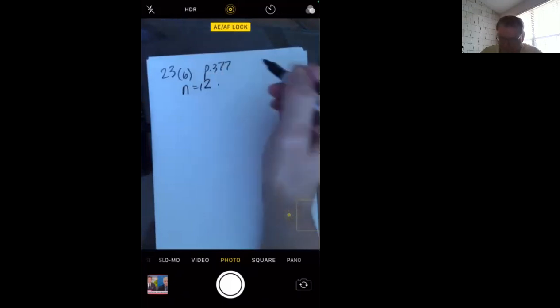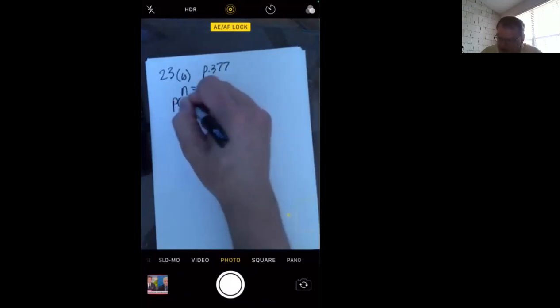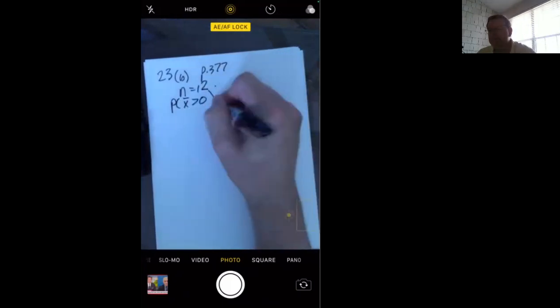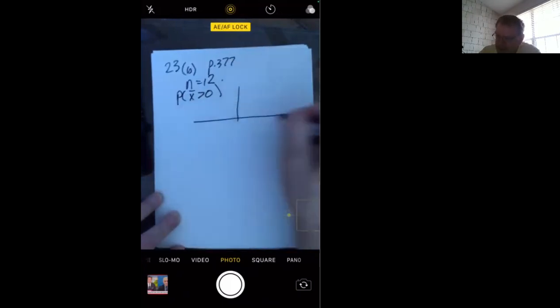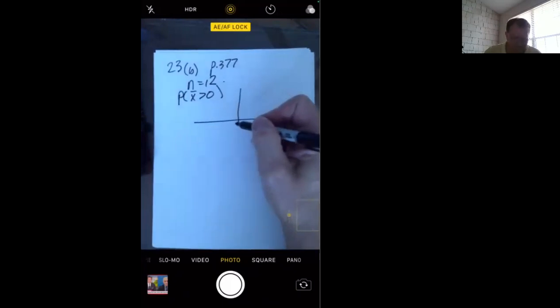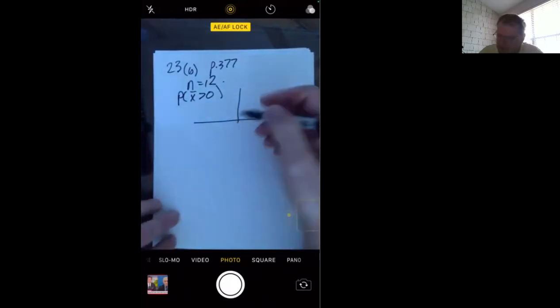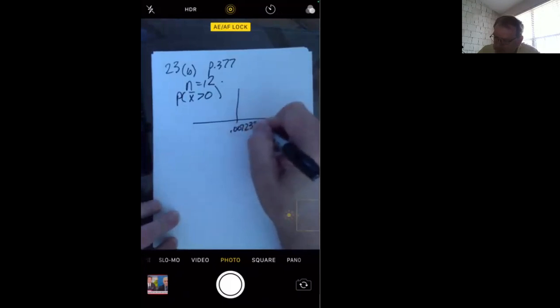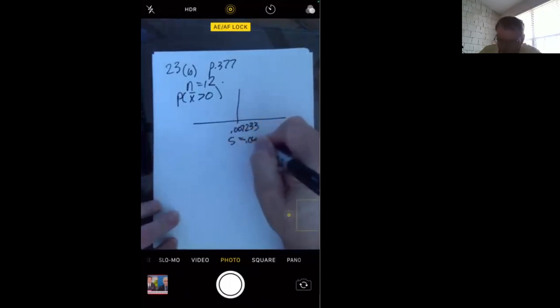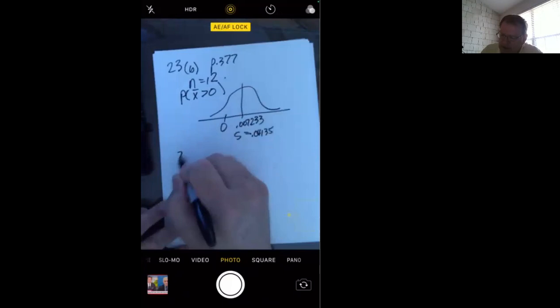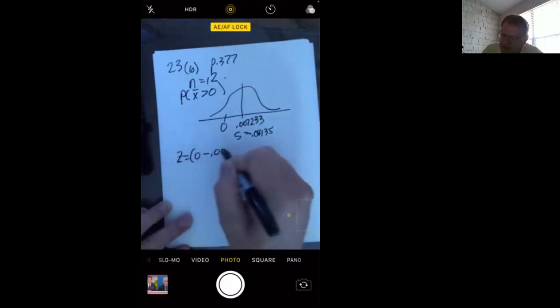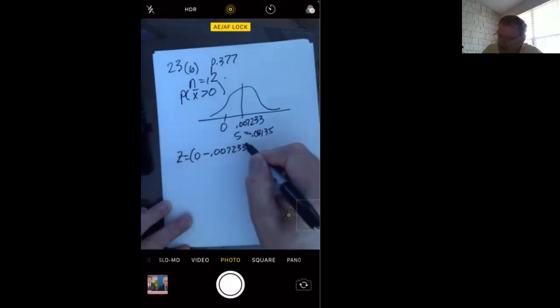Probability you'll be positive. So in other words, they switch it to X bar, your mean in the next 12 months is positive. And we are going to work it exactly the same way: 0.007233, 0.04135, and again, 0 here. So your Z is 0 minus 0.007233 divided by 0.04135, which is divided by the square root of 12.